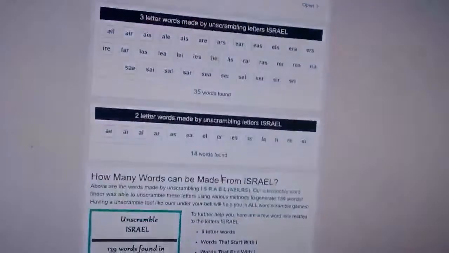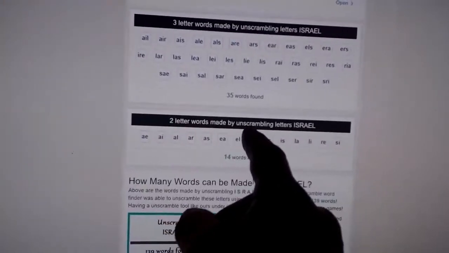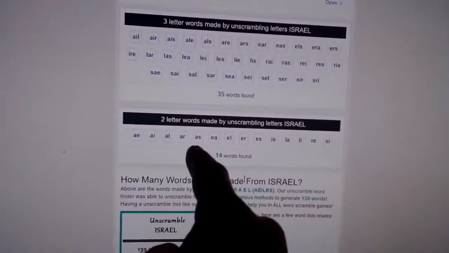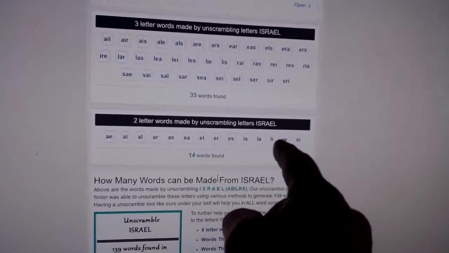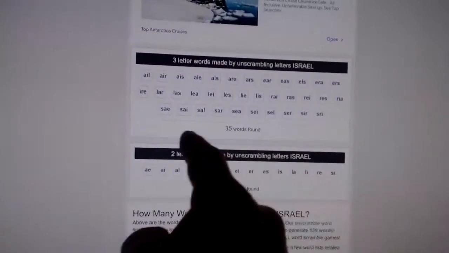Okay. So this is what I want to get to next, and it's different words that come from these letters, I-S-R-A-E-L. We're going to start with the lesser of the letters. We're going to start with two letters made by unscrambling this word. So where is there a real word or combination of letters that comes out of the word? And then we go to three-letter words.